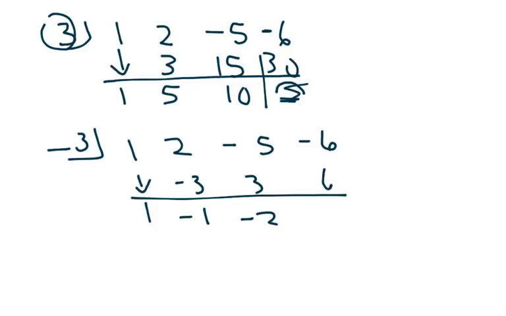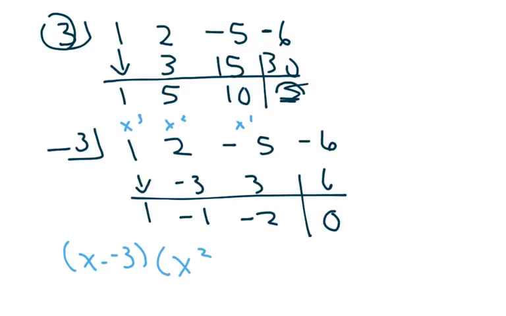So you get a 6 here, and down here is a 0. That means -3 is a solution. So when we started here, this was x cubed, x squared, x1, x0. So we go down 1. So our factor is x minus a -3, which is really what? X plus 3. And then I'm just going to write x squared minus x minus 2.